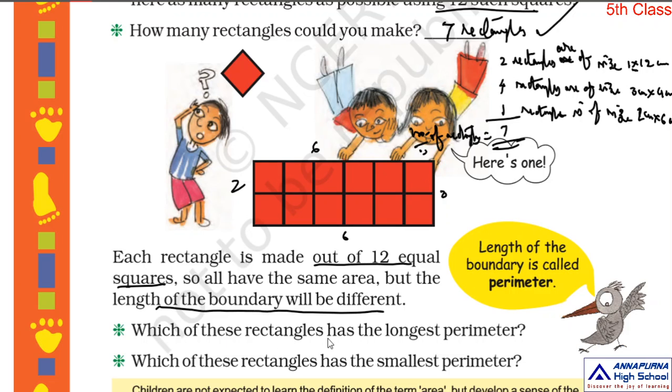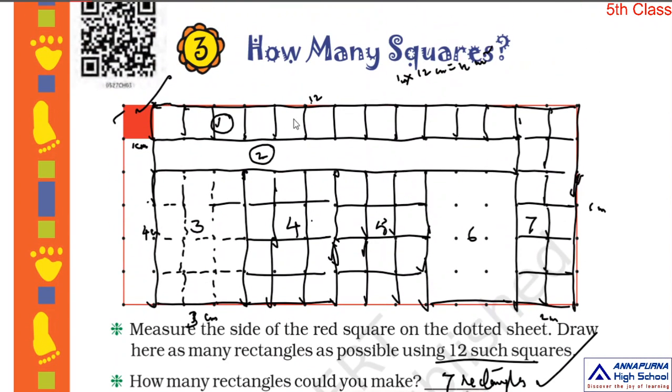Now, which of these rectangles has the longest perimeter? Here how many rectangles do you find? 7. To find which has the longest perimeter, you have to find the perimeter of all the rectangles, isn't it? If you take these two, 1 and 2, can you tell me the perimeter of the first rectangle?